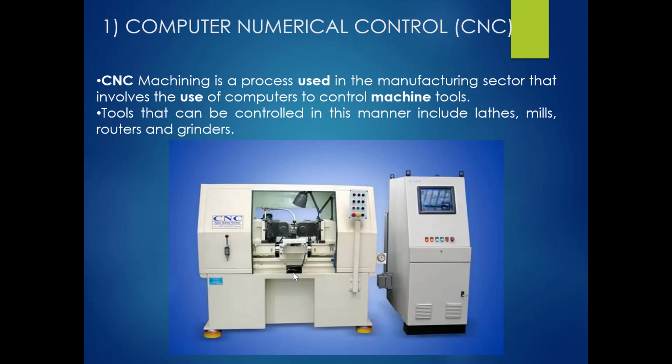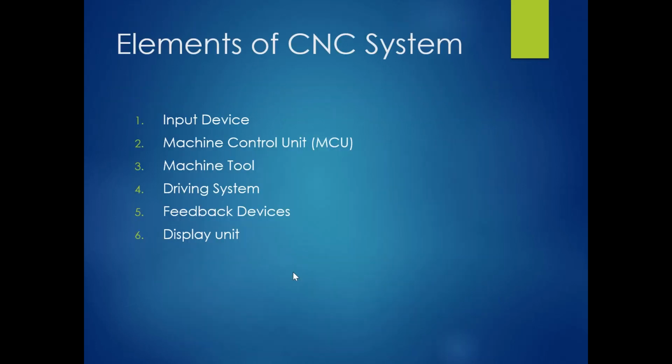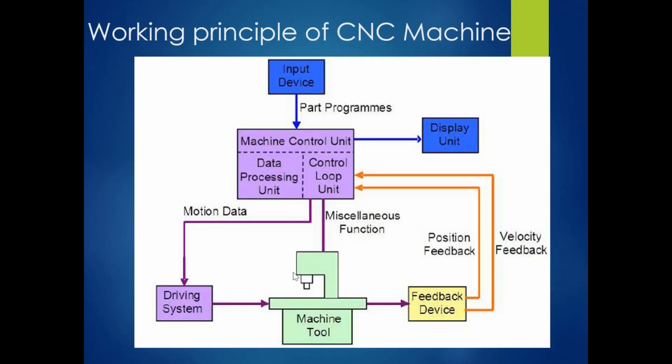Now, we'll see about CNC, that is computer numerical control. CNC machining is a process used in the manufacturing sector that involves the use of computers to control machine tools. The tools that can be controlled in this manner include lathes, milling machines, routers, and grinders. Now we'll see the elements of CNC machine system. The first element of CNC system is input device. Then MCU, that is machine control unit, the machine tool, driving system, feedback devices, and the last is display unit. We'll see one by one element of CNC system.